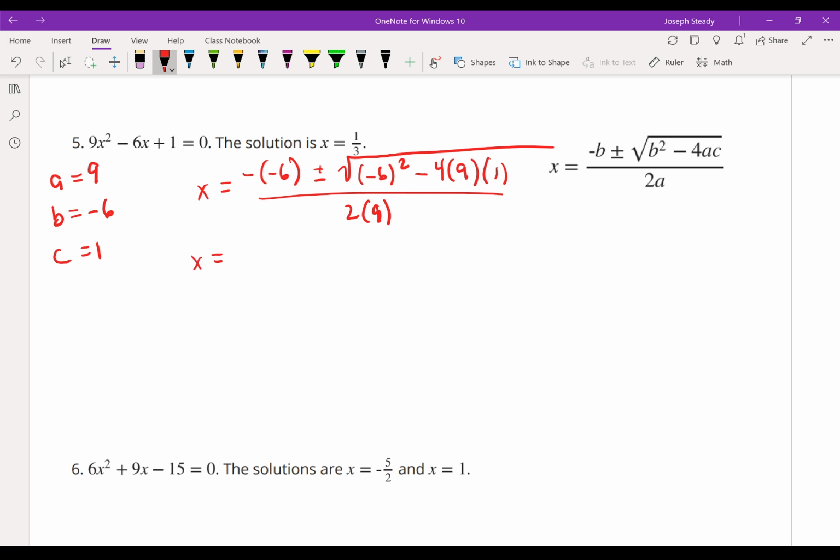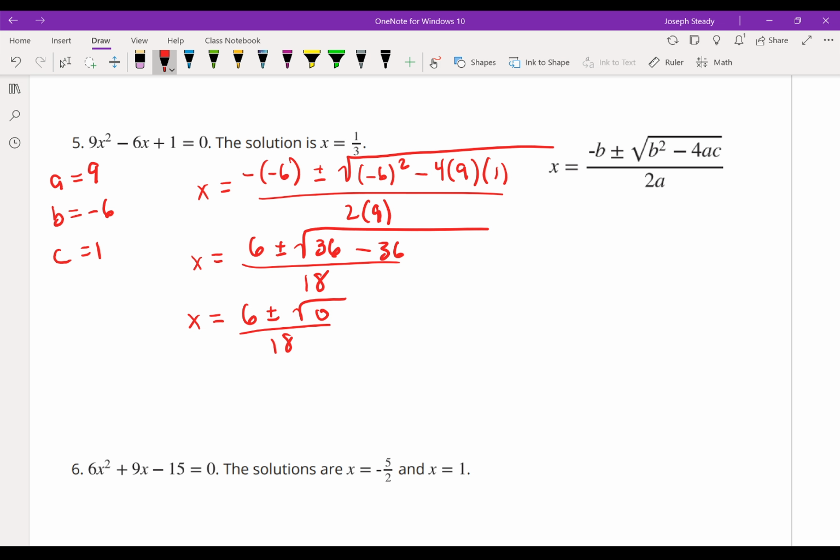Negative 6, double negative is back to being a positive. So that's 6 plus or minus the square root. Negative 6 squared means negative 6 times negative 6, which is positive 36. Minus 4 times 9 times 1, well, that's minus 36. All divided by 2 times 9, which is 18. Now here's the second thing that's going to happen. It's a little different. 36 minus 36 is 0. So this comes out to 6 plus or minus the square root of 0 all over 18. The square root of 0 is just 0.